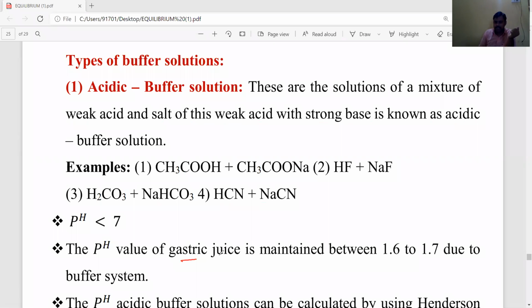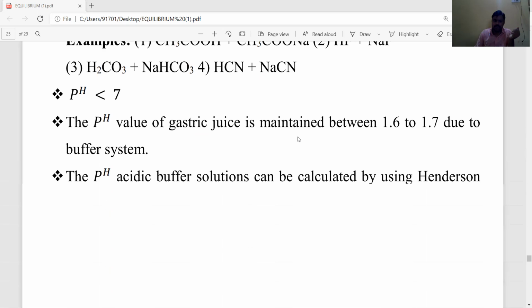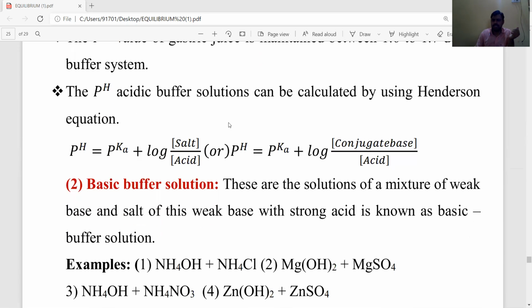Gastric juice, its pH value is constant and does not change with the conditions. Its pH value is always between 1.6 and 1.7. It is due to an acidic buffer solution. So gastric juice is an example of an acidic buffer solution. Okay, students.